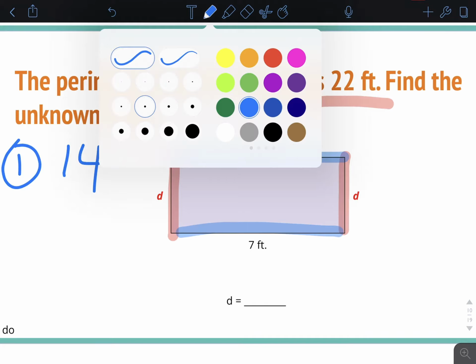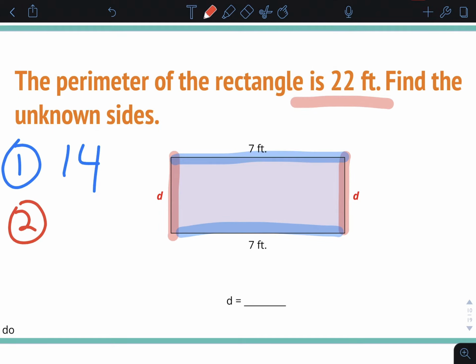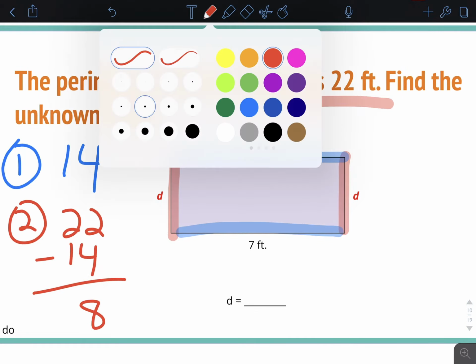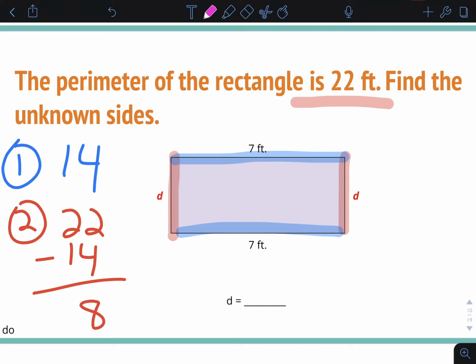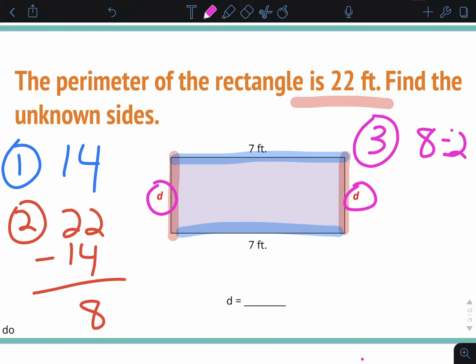Step number 2 doesn't change. The total is 22. We're going to subtract 14. That's going to give us 8. Now step number 3, we didn't have to do in the last one because there was only one missing side. But when there are 2 missing sides, the last step, number 3, is to divide by the number of missing sides, and we have 2 missing sides here. So that means that each of the sides labeled D is going to be 4.